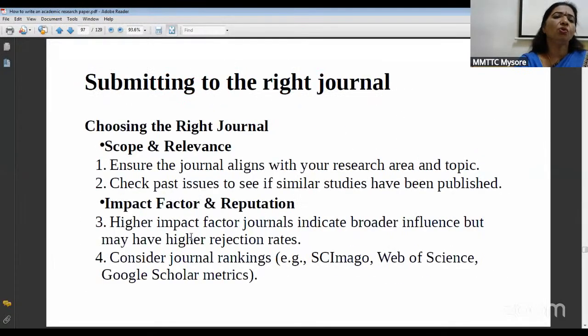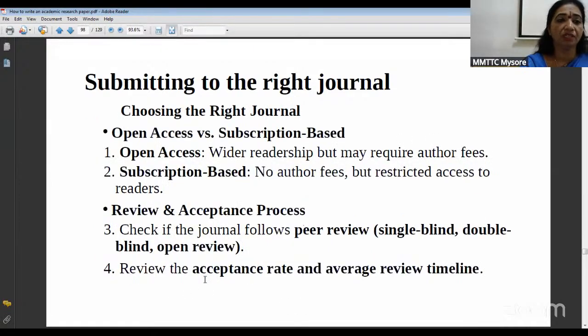So after you correct all these things, submitting your paper to the right journal is also very important. So how do you choose the right journal? I told you already there is a software called Journal Finder. You can take your abstract and copy paste it there. It will suggest journals, and the impact factor. So you just think about your work, whether your work is of high impact. Go for high impact factor journals and consider journal rankings, also Scimago, Web of Science and Google Scholar metrics. Choosing the right journal is very, very important.